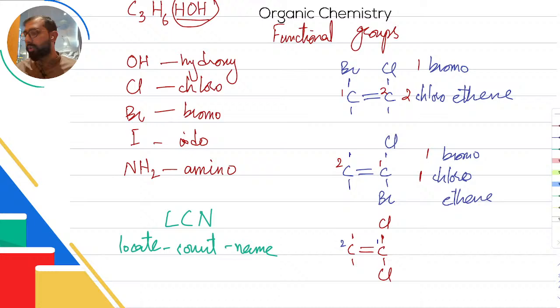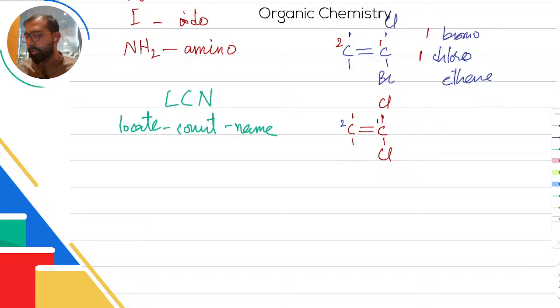Okay, locate them. Where's the chlorine? So I know this is ethene. I know this is chloro. And which carbon are they at? They are on the first carbon. Is that enough? No, you have to identify both of them. Where are both the chlorine atoms? So 1, 1. This tells me that both of them are on the first carbon. So tell me individually, locate individually.